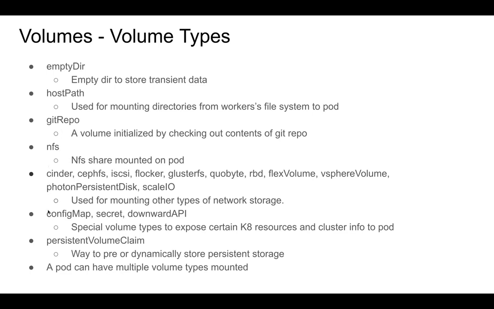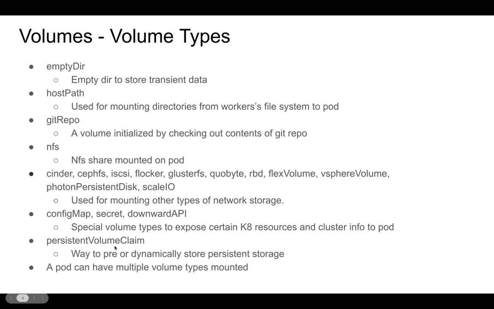So another is the config map, secret, and downward API. These are special volume types to expose certain Kubernetes sources and cluster info to the pod. We'll see some of these in the subsequent sections. We'll go through the config map and secret, of course. Downward API, I might touch upon it. I will not go into details of the downward API, but we'll just touch upon it a little bit.